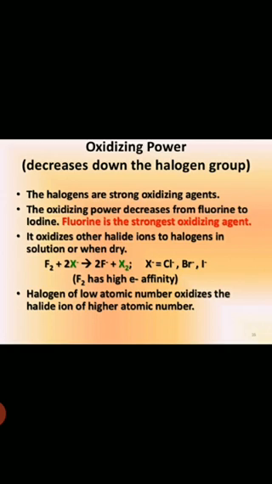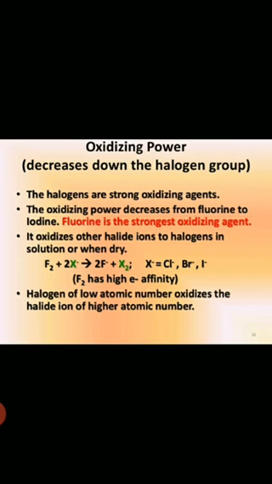Now students, the oxidizing power. It decreases down the group. The halogens are strong oxidizing agents, and the oxidizing power decreases from fluorine to iodine. Fluorine is the strongest oxidizing agent. It oxidizes other halide ions to halogens in solution or when they are dry.